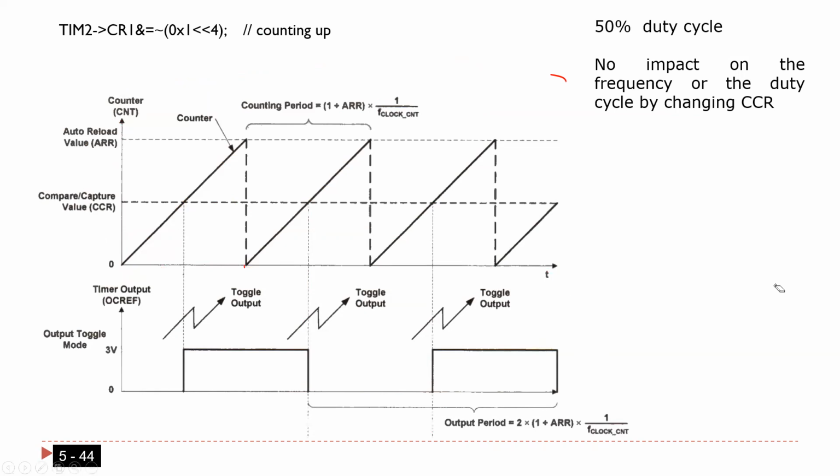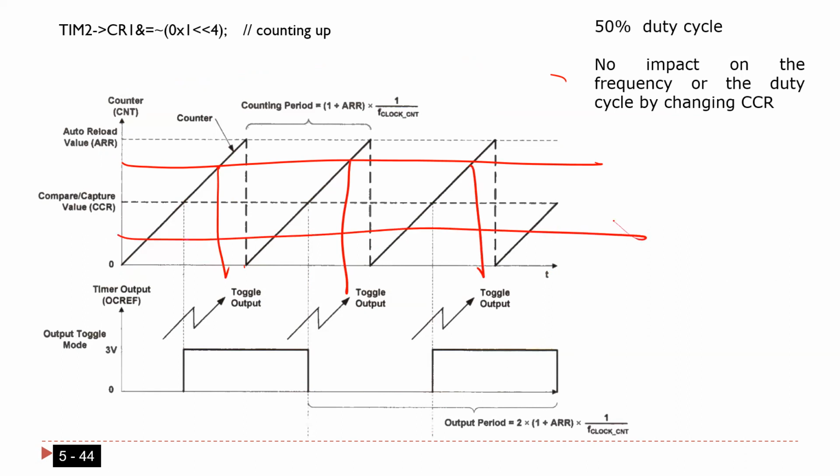I'm going to tell you something interesting now. Okay, think about it. If I change CCR, how will this change the output frequency or the output duty cycle? So for example, if I make it here, there is a toggle here, and toggle here, and toggle here. Or if I make it here, I'm going to toggle here, toggle here, toggle here. So you will see now, regardless of the value of CCR, you're going to get the same frequency, you're going to get the same duty cycle, 50%.